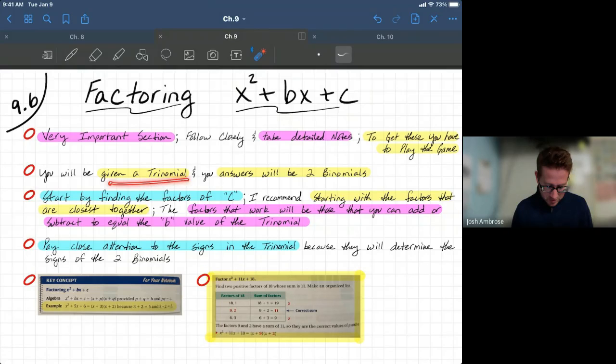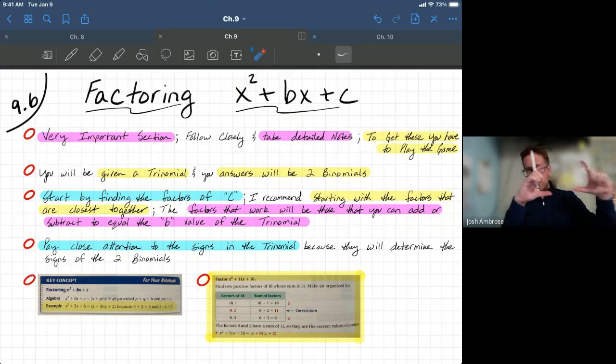You're going to be given a trinomial, and your answers will be 2 binomials. Remember, a binomial has 2 terms, okay? 2 terms, and those binomials will be in parentheses, okay? This is a little bit of where Mr. A kind of geeks out. That's this little line over here. You have to play the game to understand this. All right, once you get it, it becomes kind of like a little magic trick that it just works perfectly. Okay, but it takes practice and repetition.